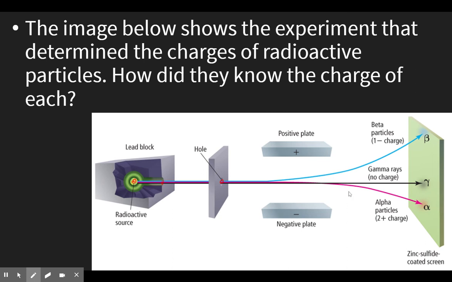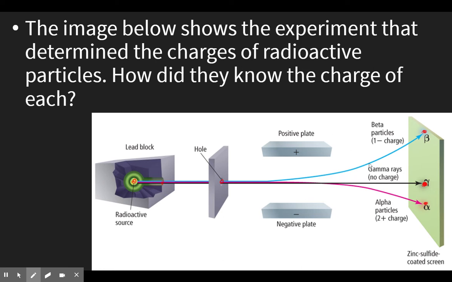And what they found is that there were three different signals. So without the plates being on, all of the radiation landed here. But when the plates were turned on, they saw things still landing in the middle. They saw some things landing way up here, and then they saw some things landing down here. And so that told them, first of all, that there were three different kinds of particles or energies being emitted. And it told them that those energies or particles had different charges.